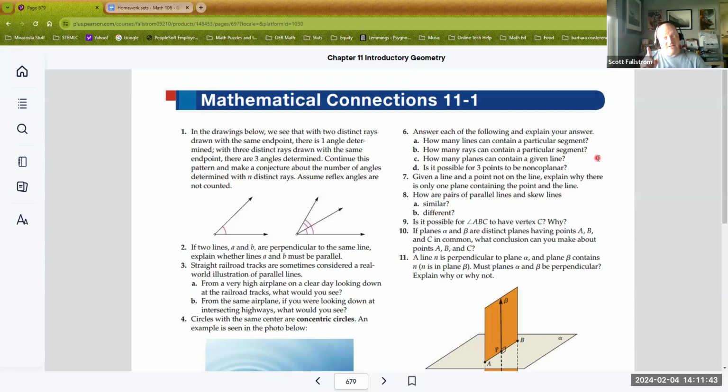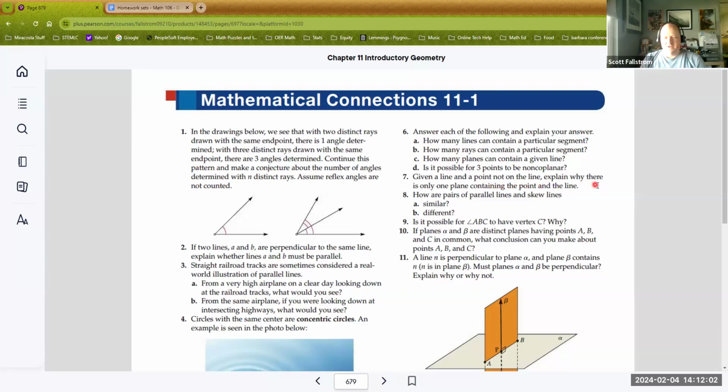Okay, now that is different. That's a very different question. Okay, and how many planes can contain a given line? Is it possible for 3 points to be non-coplanar? Interesting. This does go back to one of our axioms. All right, so I am trying to push, making sure that you understand these key ideas.